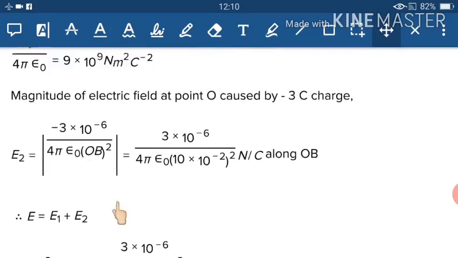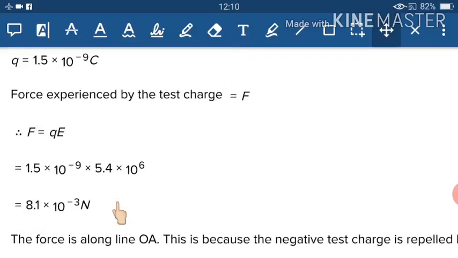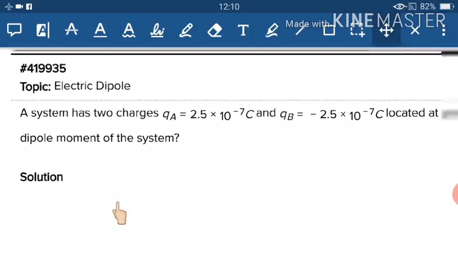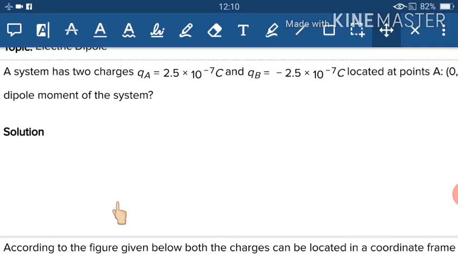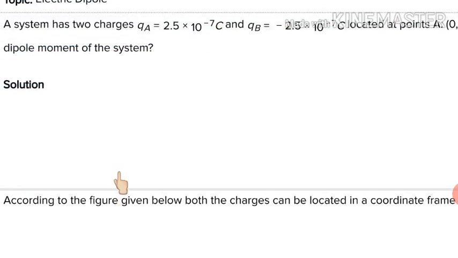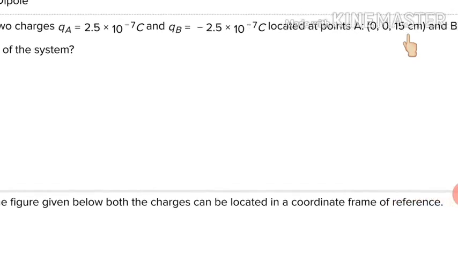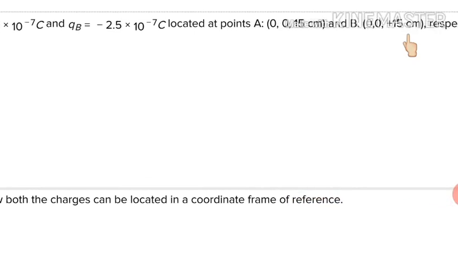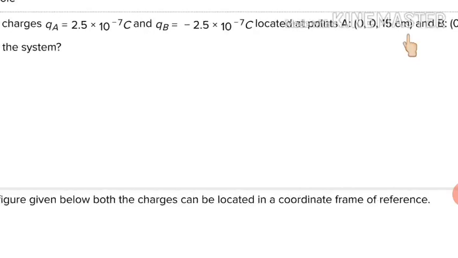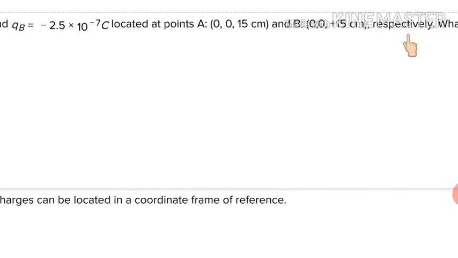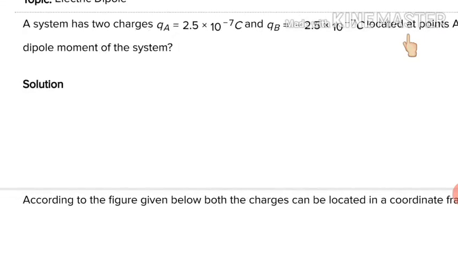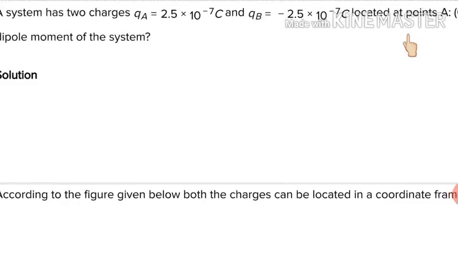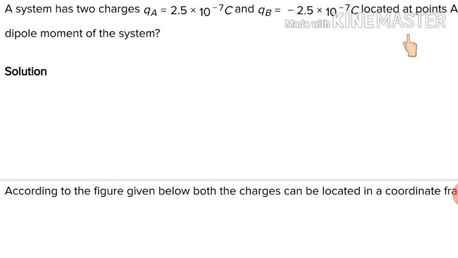Okay, now let's discuss the next question. The next question is this. A system has two charges, this and this, placed at points 0, 0, minus 15 centimeter and 0, 0, plus 15 centimeter respectively. What are the total charge and the electric dipole moment of the system? So they are talking about two charges, and they have also given us the position.